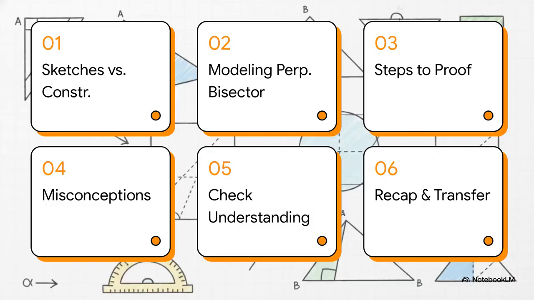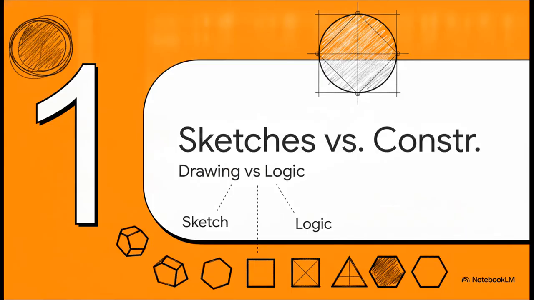Here's a quick look at our roadmap. First, we'll untangle the difference between sketches and constructions. Next, we'll model the perpendicular bisector. Then, we'll connect those steps to formal proof. After that, we'll tackle a misconception that trips up a lot of students, do a quick check of your understanding, and finally wrap up with a recap and a transfer prompt. Let's go! Section 1. Sketches versus constructions.